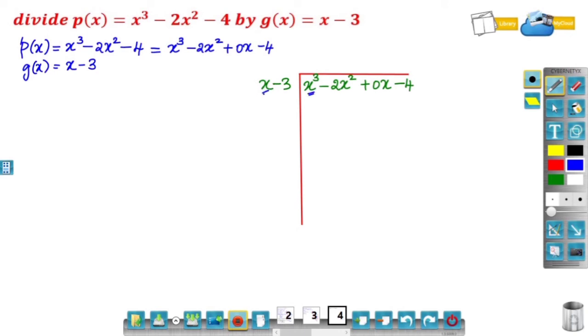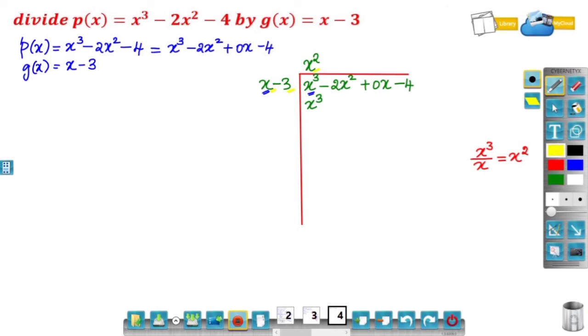Now you know the step. Divide the first term by the first term. X cube by x, that is x square. So write x square in the quotient. Now by x square multiply each term of the divisor. X square into x is x cube. X square into minus 3 is minus 3x square.